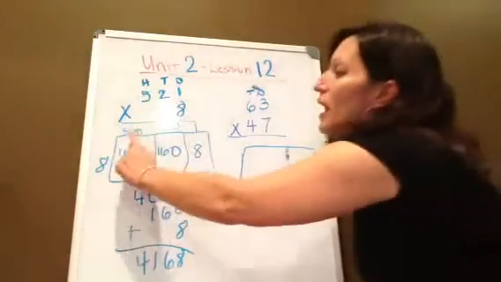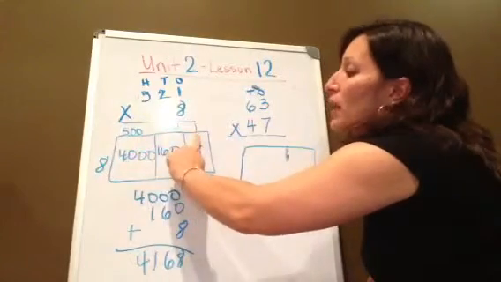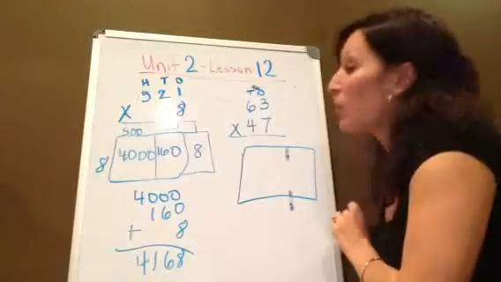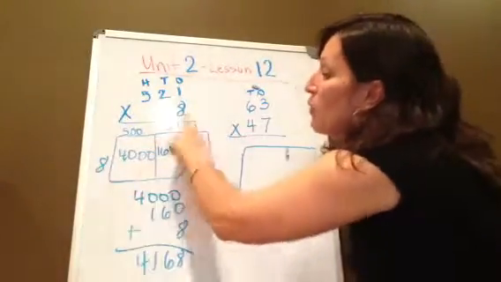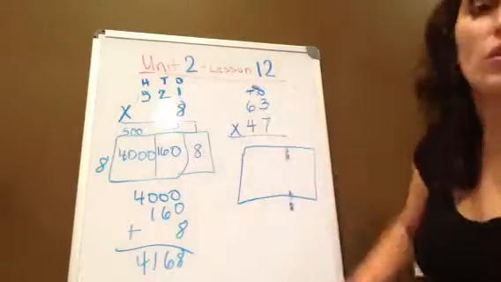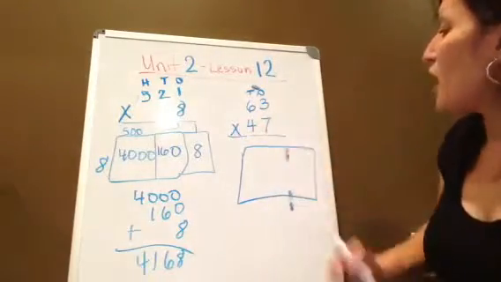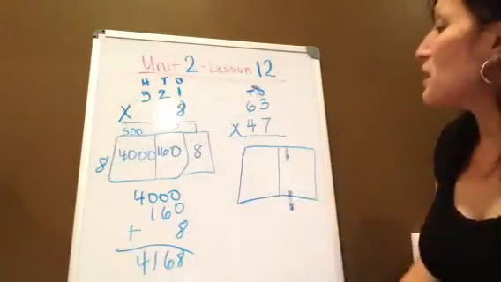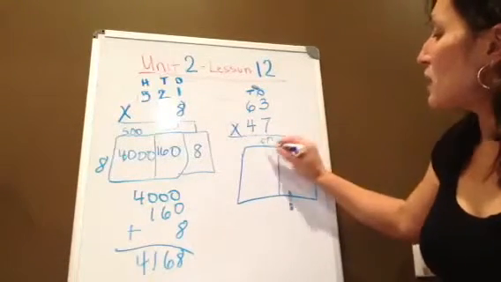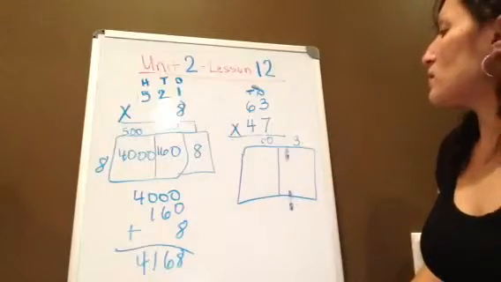See how up here I had 521? That on top showed my greatest number in my problem. And then on the side I had my multiplier. Well, I have a greater number. This 63 is a greater number, so he's going to go on the top. And I know I can split 63 into 60, 6 tens, and 3 ones, okay?